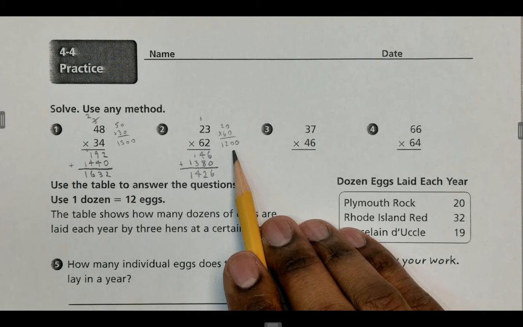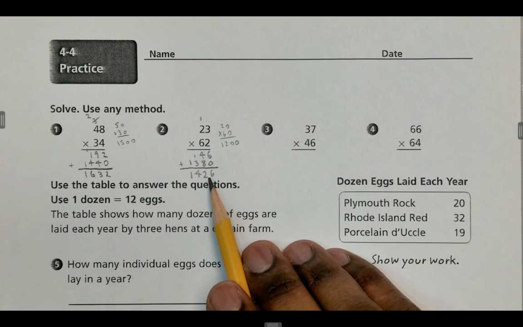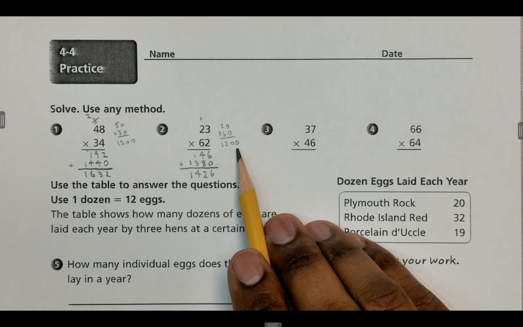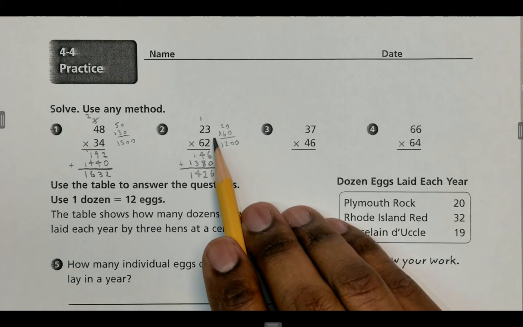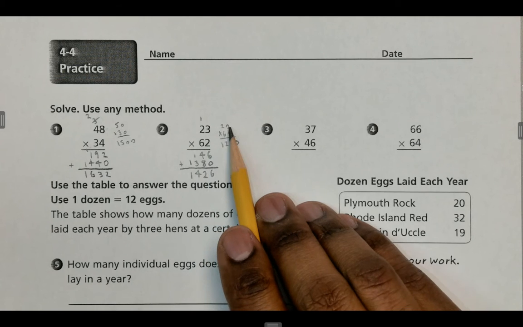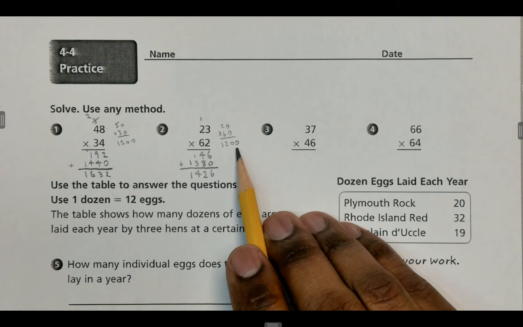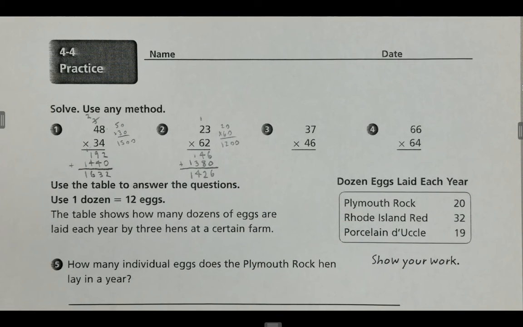Now, you might be surprised that they're not closer together, but remember, we knew our estimate was going to be lower than the actual because both of these factors got rounded down. 23 got rounded down to 20, 62 got rounded down to 60, so it made sense that our estimate was going to come in lower than the actual.